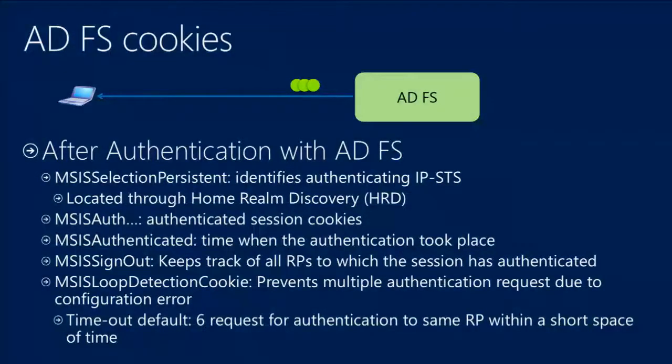I then come back and say I need a token for application 2. I'm automatically authenticated to ADFS because we resubmit the ADFS cookie. For application 2, we get a token, and now the MSIS sign out cookie has the URL for application 1 and the URL for application 2. And then the final cookie there is the MSIS loop detection cookie.